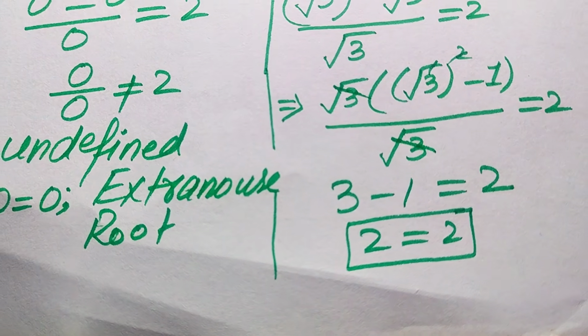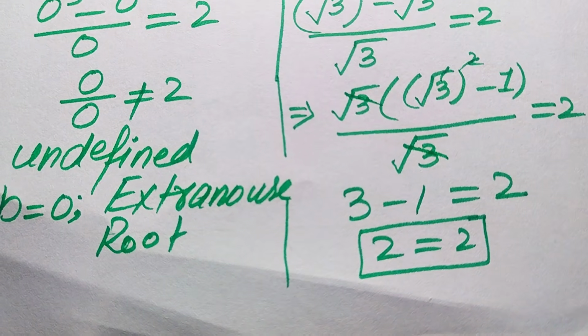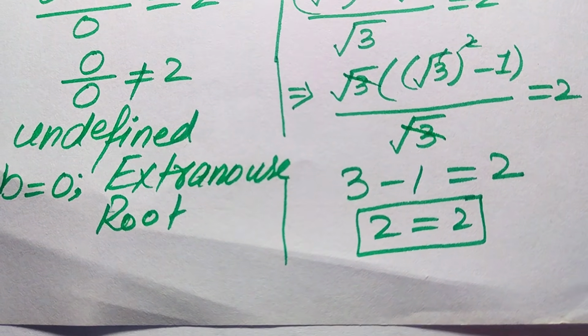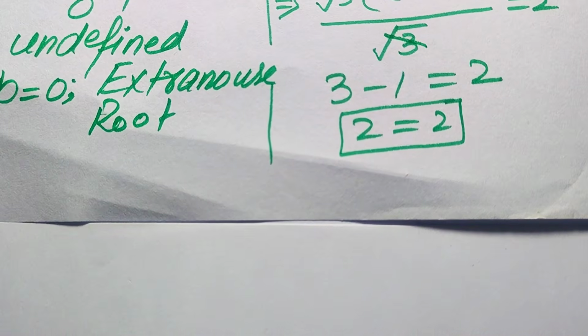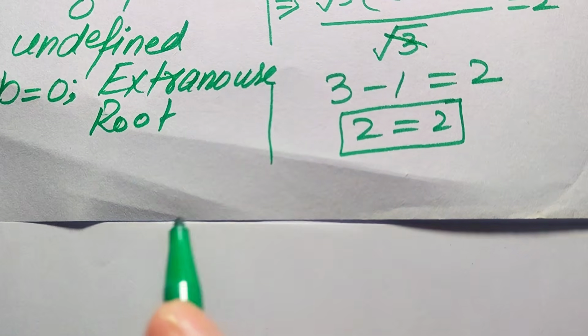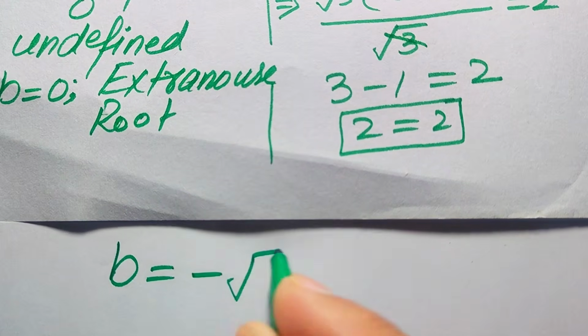This shows that both of the sides are equal. It means that the value b equals positive square root of 3 satisfies our given question statement. So in the same pattern, we verify the third value of b, and the third value of b is equal to minus square root of 3.